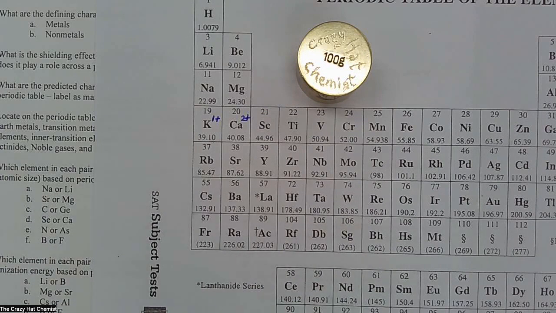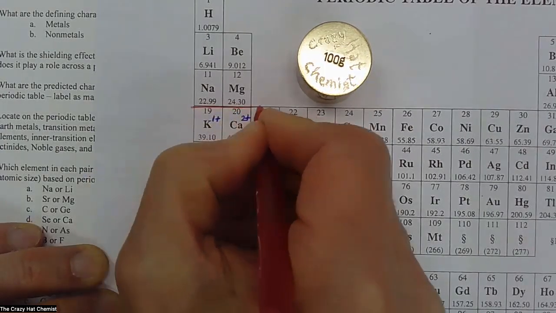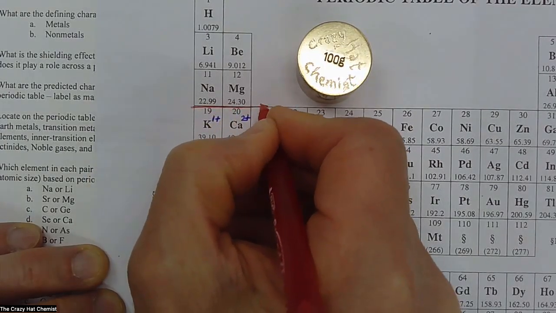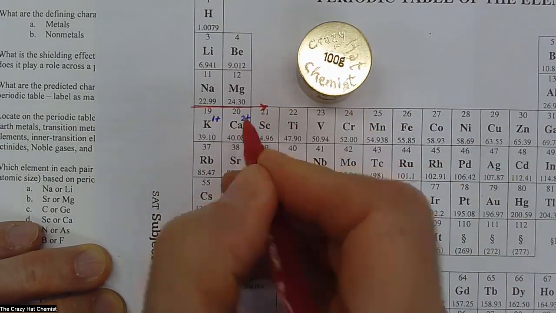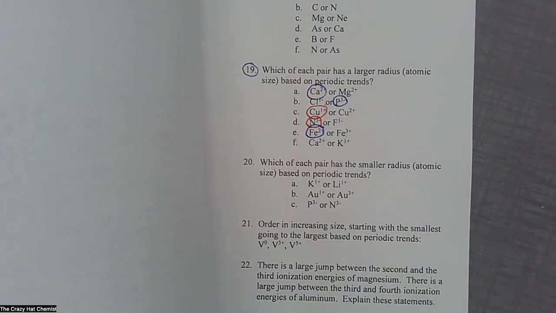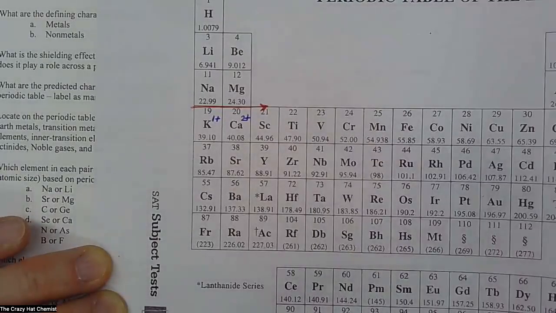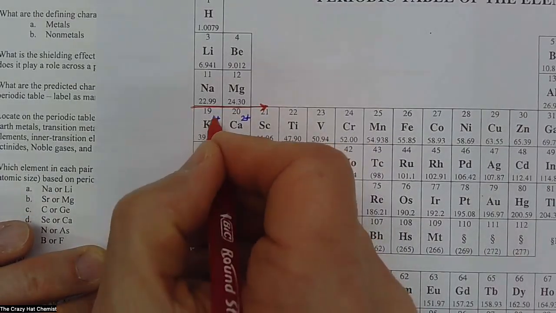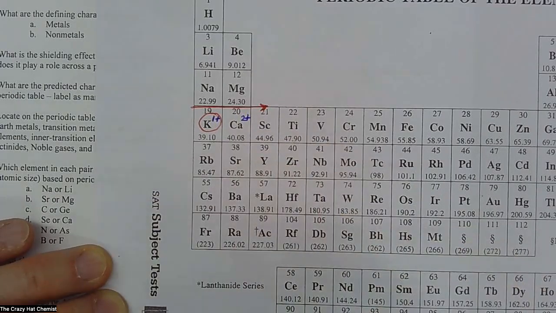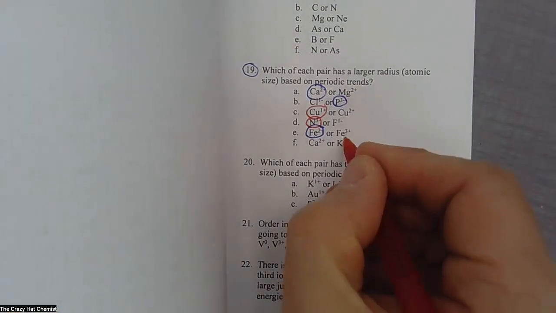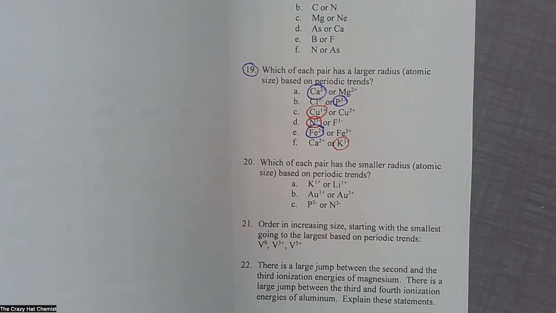Our periodic trends state the following, that as you move to the right, it gets smaller. And so which one is the smallest? The calcium ion. Again, which one are we looking for? We are looking for the larger radius of the two. So which one is the largest? The potassium ion of the two. So I'm going to write that down. Potassium ion is the largest of these two.